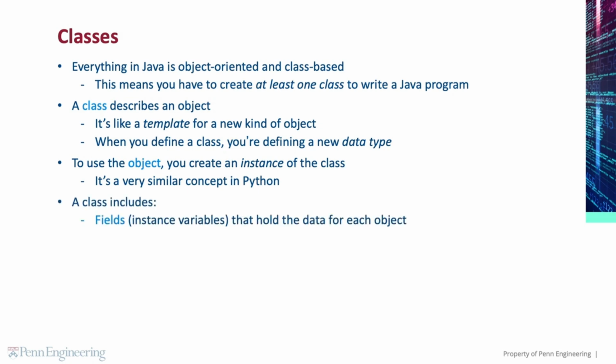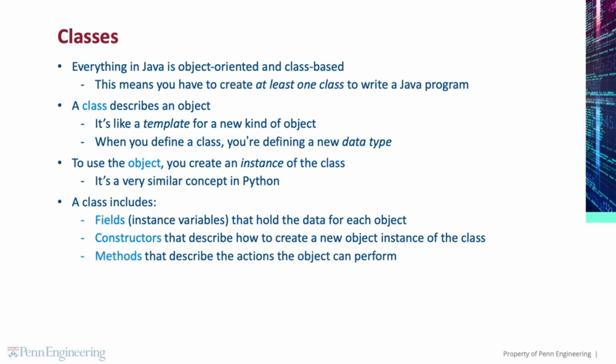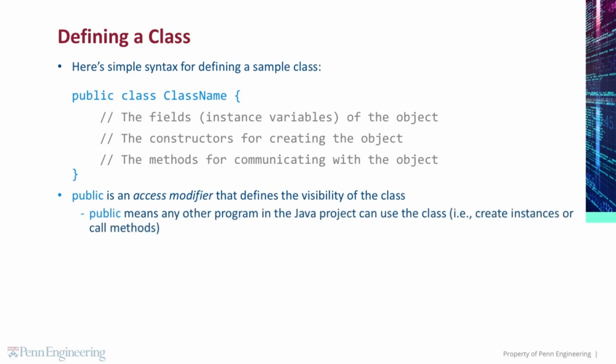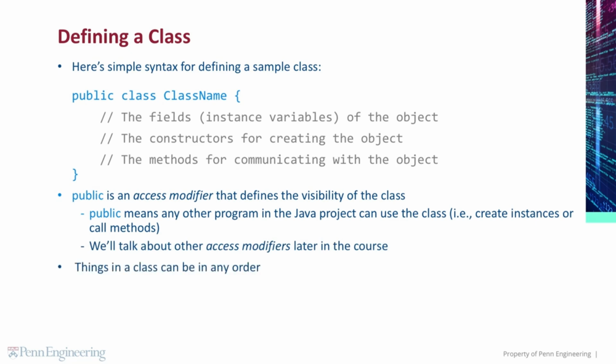A class includes fields or instance variables that hold the data for each object, constructors that describe how to create a new object instance of the class, and methods that describe the actions the object can perform. Here's simple syntax for defining a sample class. Public is an access modifier that defines the visibility of the class. Public means any other program in the Java project can use the class, i.e., create instances or call methods. We'll talk about other access modifiers later in the course. This class will contain fields, a constructor, and methods. These can be in any order.